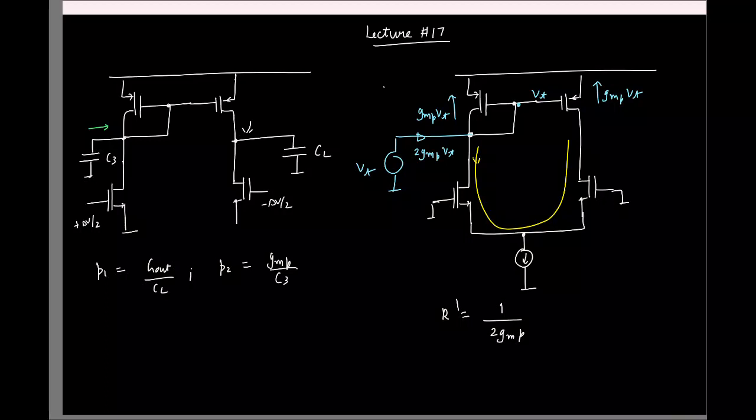So now it makes sense that for pole calculations, it doesn't matter what the input is. And the way we have been finding the pole is we look at the conductance at the node, the capacitance at that node, and take the ratio. So here it looks like the conductance is 2 GMP, and the capacitance I considered as C3. So shouldn't the pole be at 2 GMP by C3? Makes sense, right? So what's the catch?